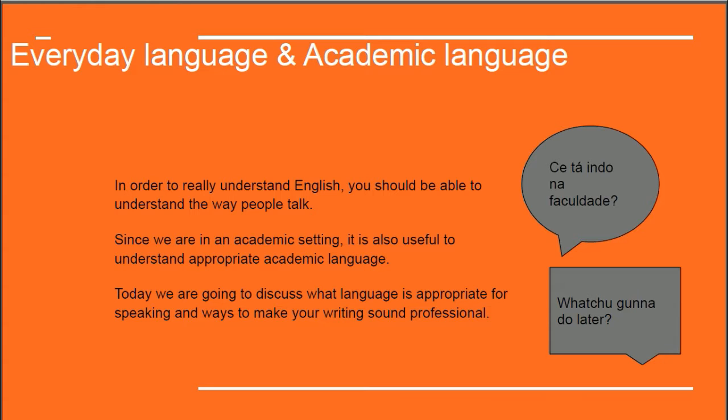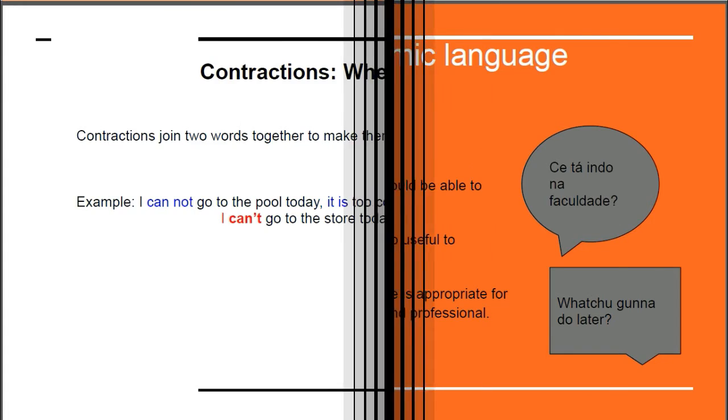Everyday language and academic language. In order to really understand English, you should be able to understand the way people talk. Since we are in an academic setting, it is also useful to understand appropriate academic language. Today we are going to discuss what language is appropriate for speaking and ways to make your writing sound professional.